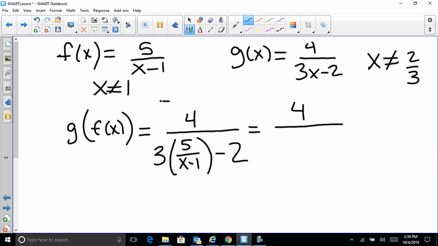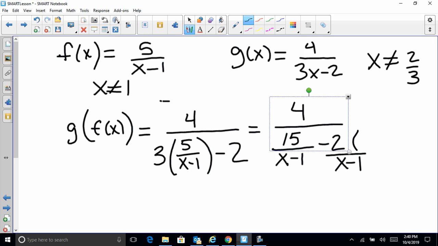4 over 15 over x minus 1, and then that's minus 2. So just like on the example I just said, we've got to find a common denominator. I need my denominator here to be x minus 1, so I need to multiply the top by x minus 1 also. Now remember, there's a negative there, so don't forget about it.